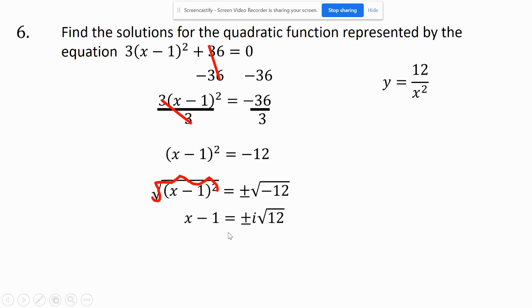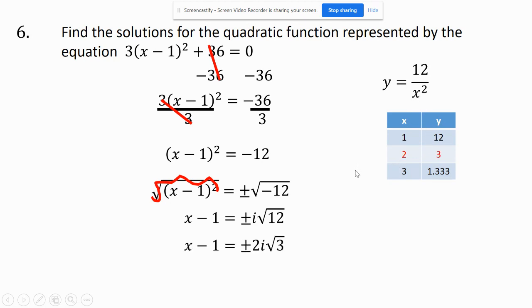And then we're going to go up here and rationalize this, because the square root of 12 is the same thing as the square root of 4 times 3, and the square root of 4 is 2. So I know that it'll rationalize to 2i square roots of 3. Square root of 12 is the same as 2 square roots of 3, and I had to pull the i out. And then this minus 1 here, I'm going to add 1 to it. So the answer is x equals 1 plus or minus 2i square roots of 3.